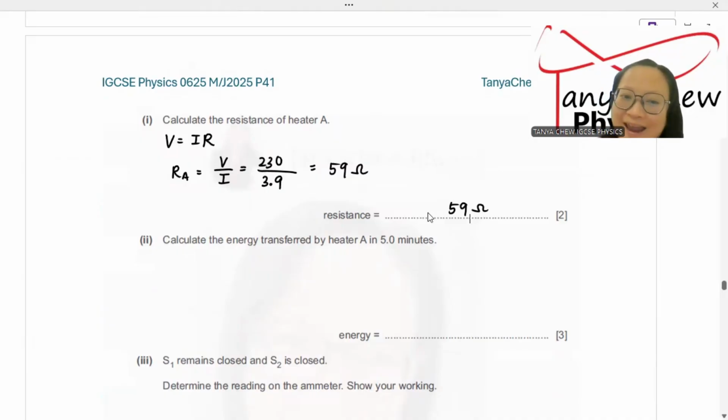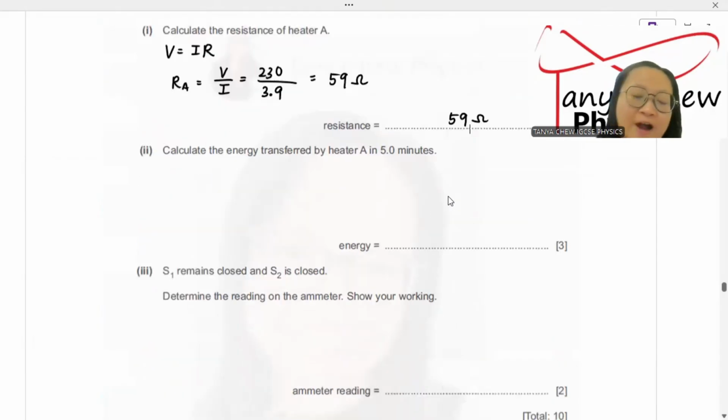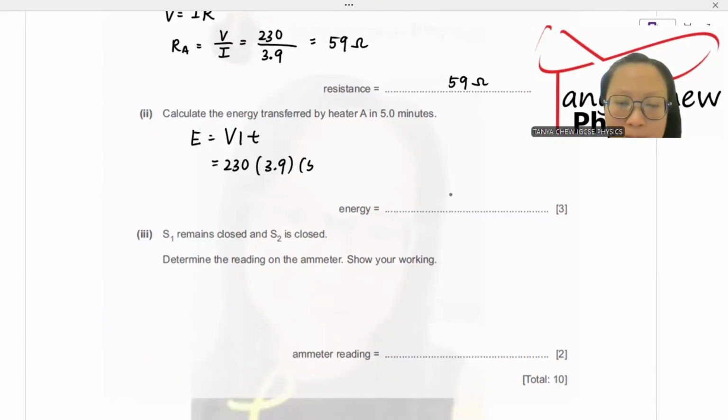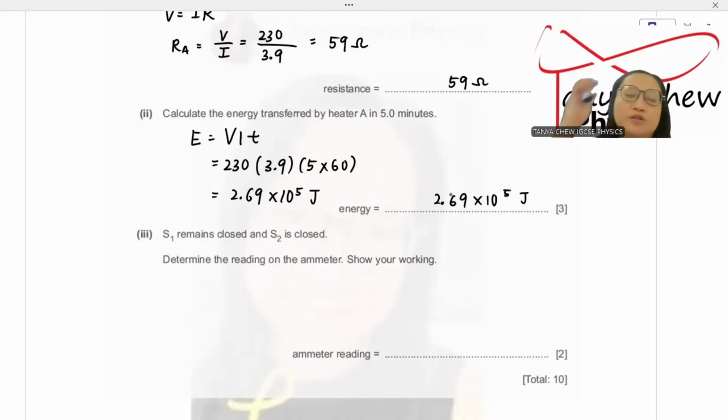And the second part, calculate the energy transferred by heater A in 5 minutes. When the energy is required, just use E equals VIt. V is 230, I is equal to 3.9, and the time, remember, because the energy must be measured in joules, time must be changed to seconds. So the answer is 2.69 times 10 to the power of 5 joules. Or you can use V squared over R times t, or I squared Rt.